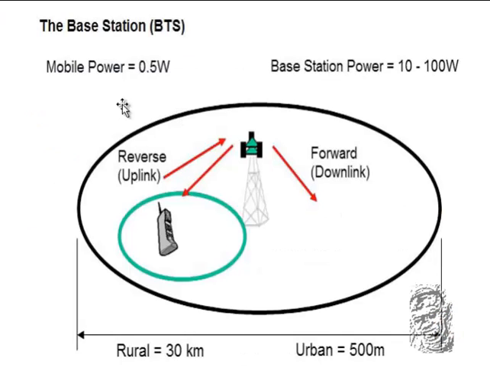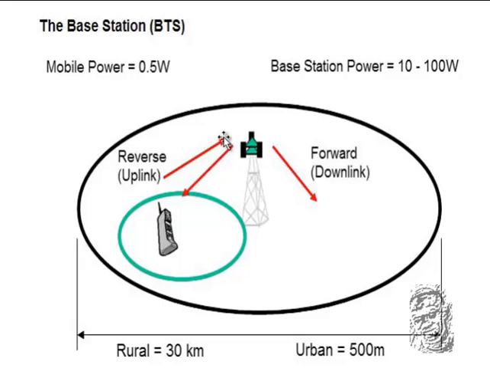So this is a typical example in terms of the mobile power, which is 0.5 watts on a mobile workstation or cellular phone, versus a base station that will transmit between 10 to 100 watts, according to the number of base stations set up within a specific area. For example, rural is 30 kilometers and urban is 500 meters. We have the reverse link and the uplink shown here, with the mobile workstation connecting to the cell site.